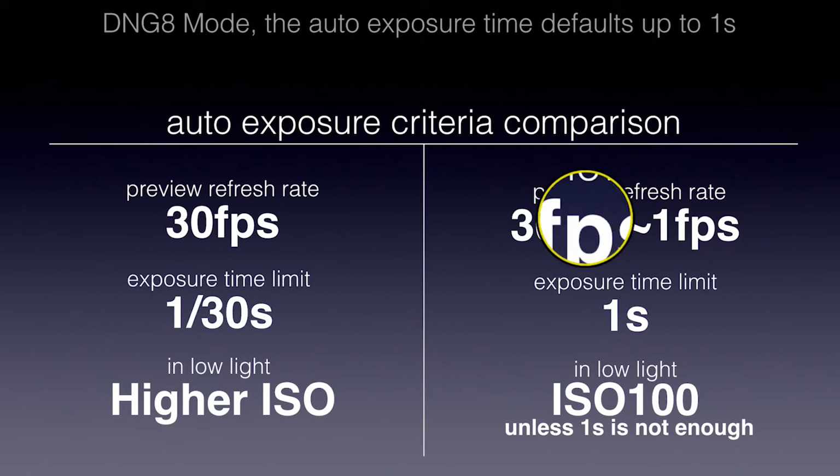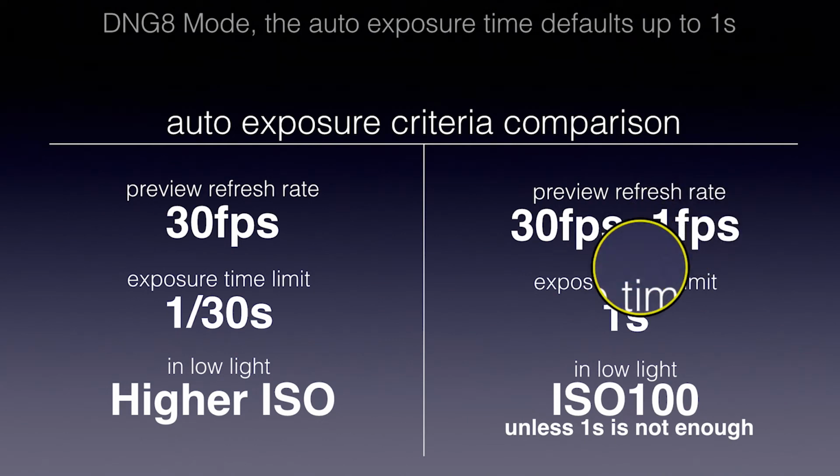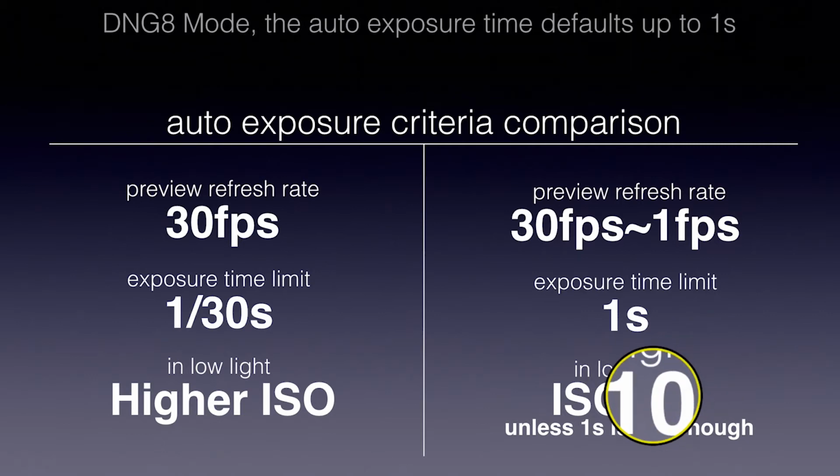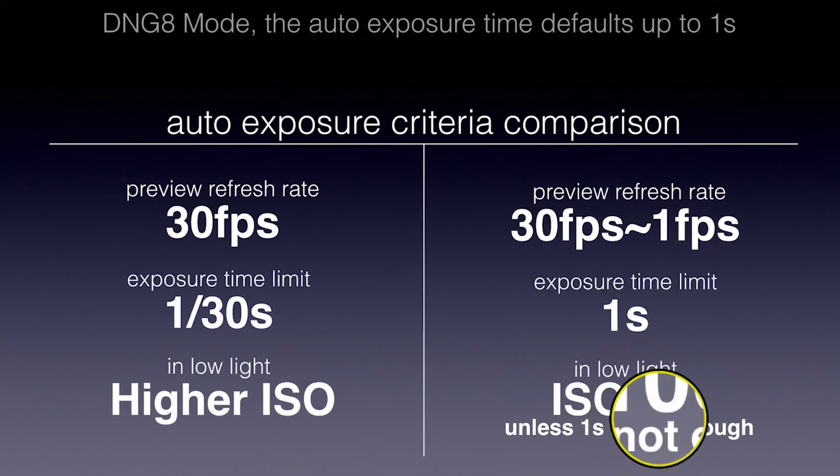And now the upper limit of the exposure time has changed to 1 second. One thing that is very interesting is that in low light conditions, now the QooCam camera will lock the ISO at 100. So you always shoot at the lowest ISO in most situations, unless 1 second is not enough. If 1 second with ISO 100 is not good enough, the exposure criteria will help you go to a higher ISO.